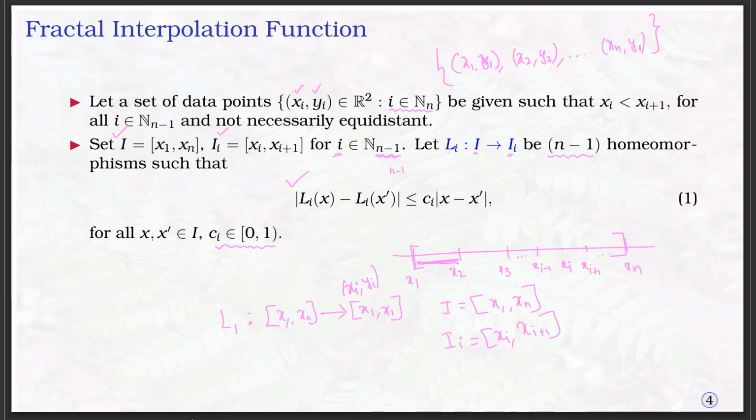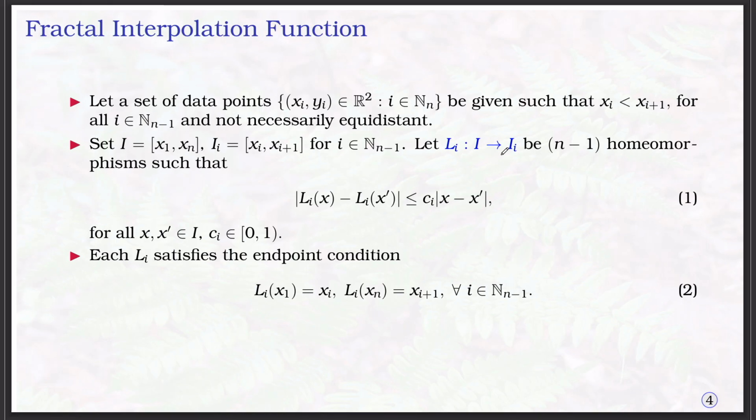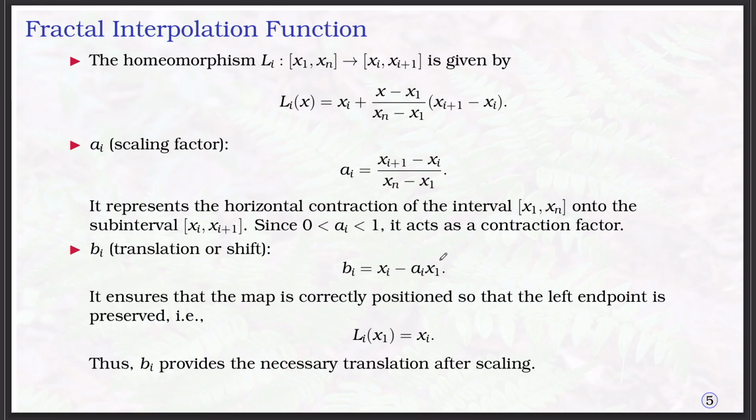Now, we need to check whether this type of mapping exists between I and Ii. Between this I and its subinterval, is it possible to find such a mapping, so that we can assume that there is a mapping? If there is no existence, we cannot assume that the function exists. So, let us check whether such a function will exist. Also, before that, this Li will satisfy the endpoint condition. I will come back to this endpoint condition again. First, let us check such a function will be available.